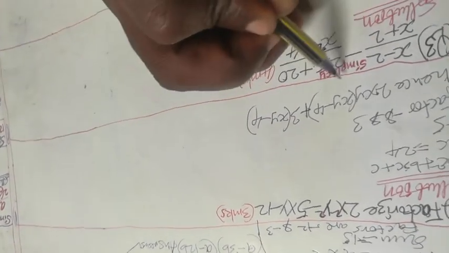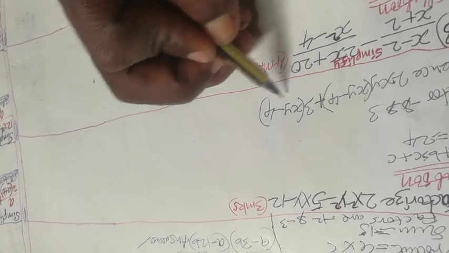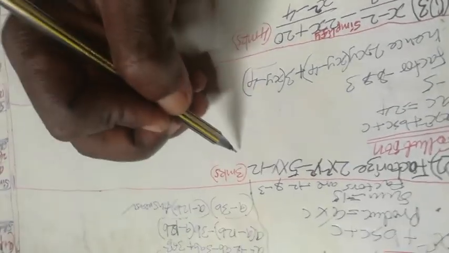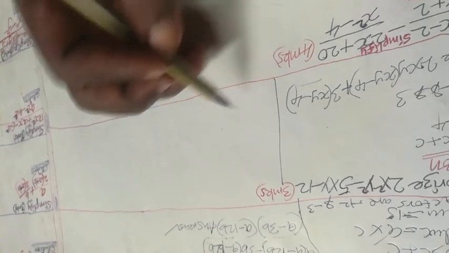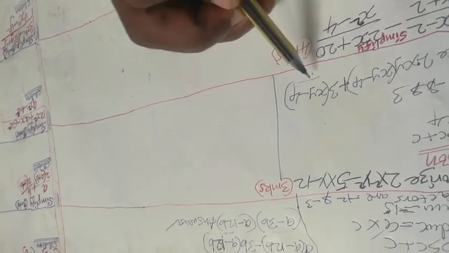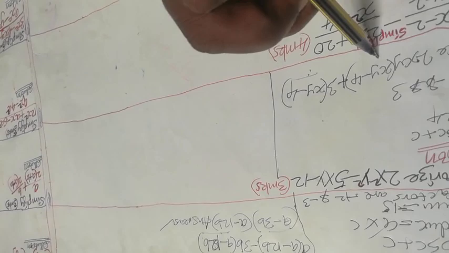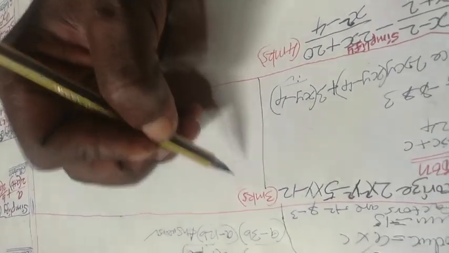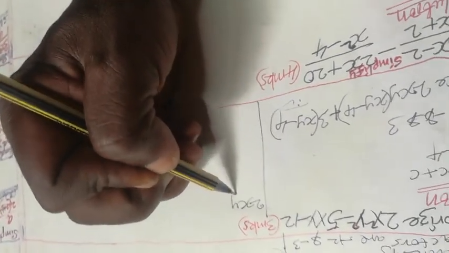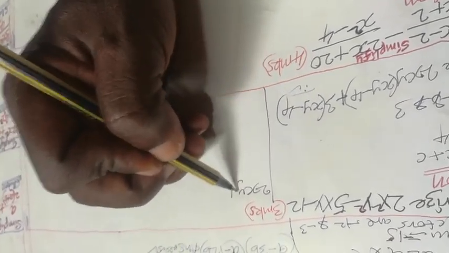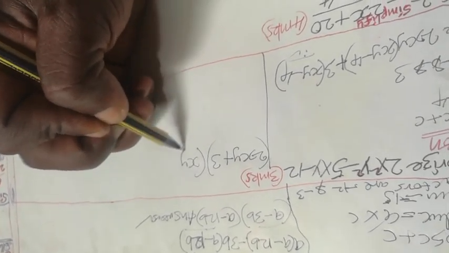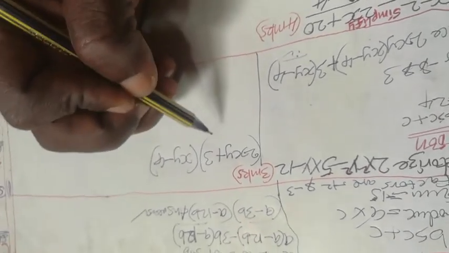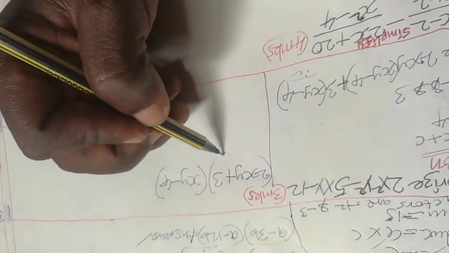Now we see that xy minus 4 and xy minus 4 are common. Therefore we choose either, because what is in the brackets is common. Then we say 2xy plus 3 into brackets xy minus 4, and this is the required answer.